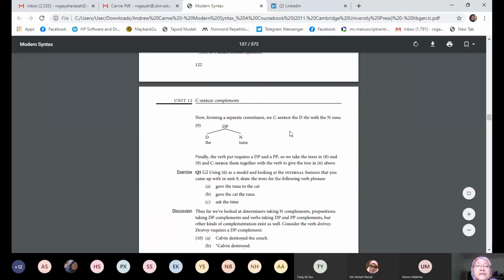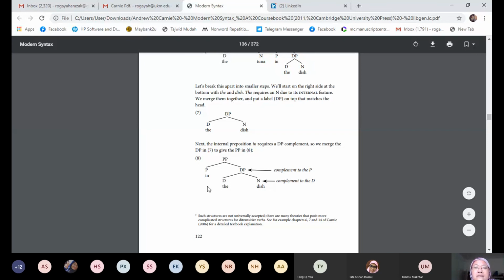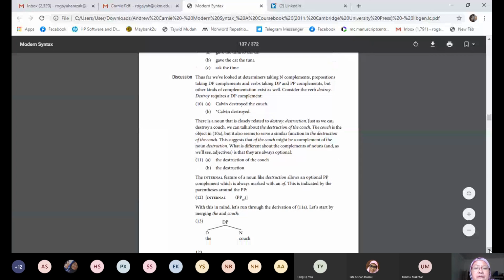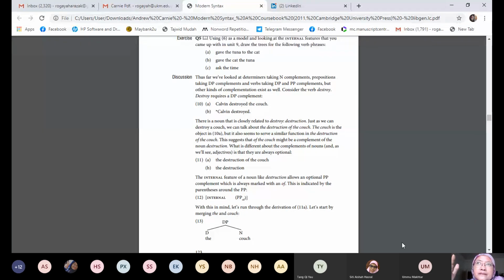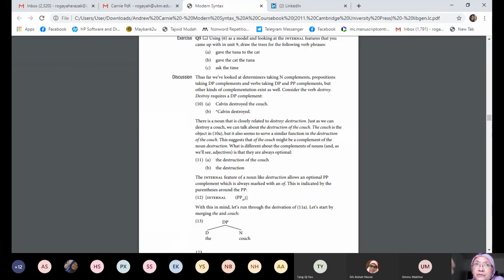So now, forming a separate constituent, we C merge the D with the N tuna. Finally, the verb put requires a DP and a PP. So we take in the trees in 8. Basically it's merging, so we get these three actually. We get the DP and then PP in the dish. Okay, so basically we looked back at the transitivity just now, and then we talked about the C merge and the full interpretation. But the full interpretation, as we saw, is in the making. So the constraints and principles will be more specific after this.